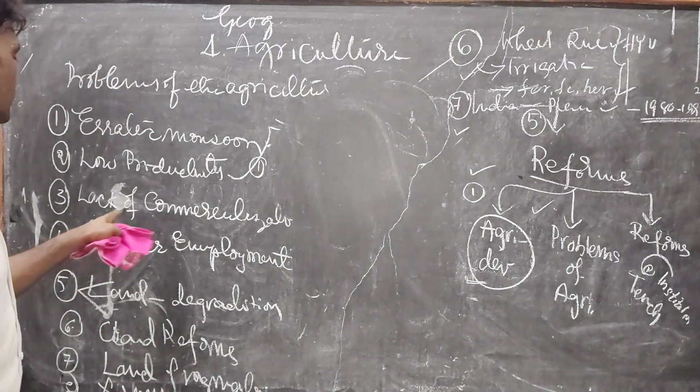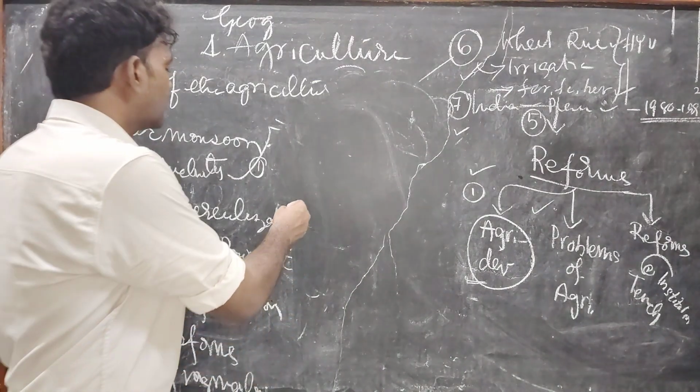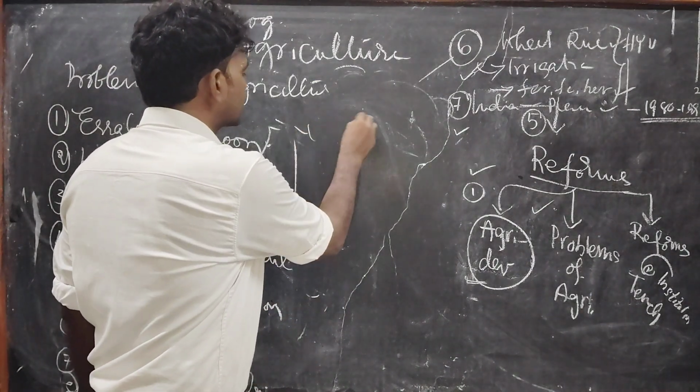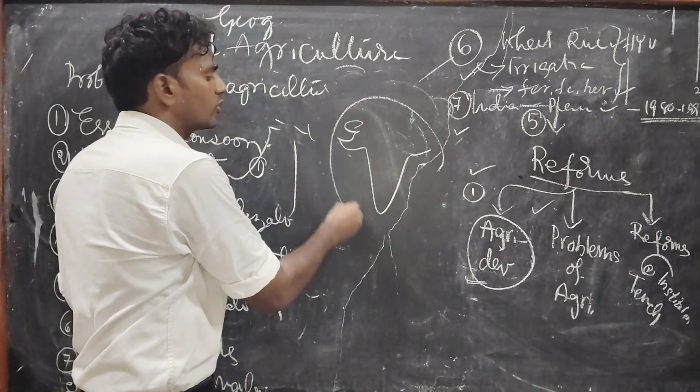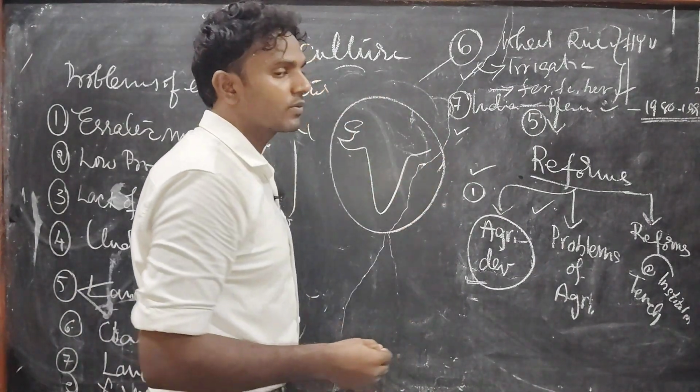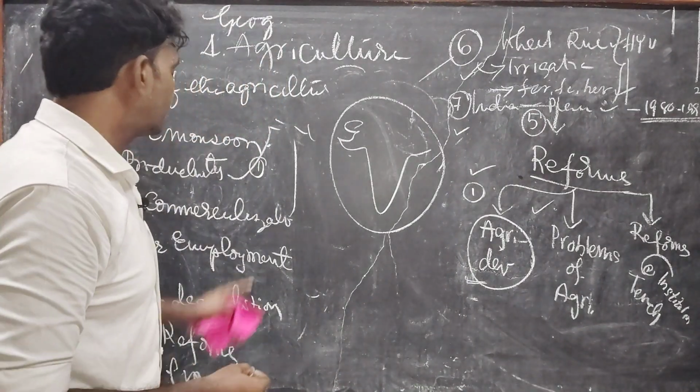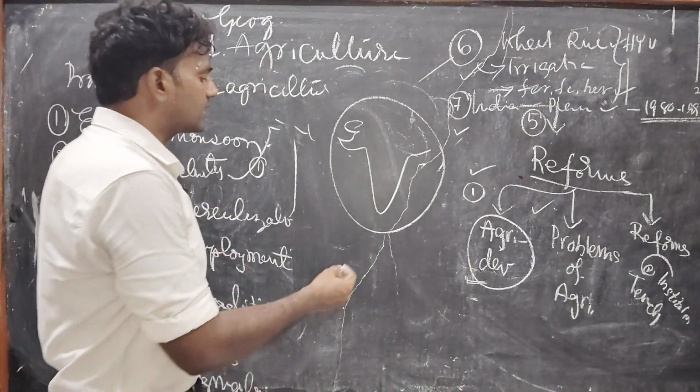Okay, coming to lack of commercialization. Commercialization, we already discussed. In India, we are following intensive subsistence farming only. Intensive means we produce for self-consumption only. Why? Because we don't have big lands.